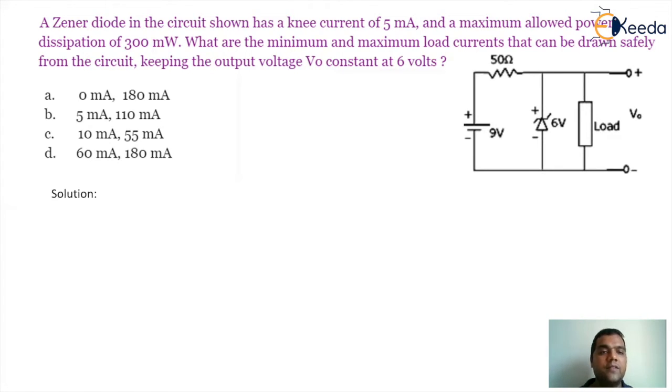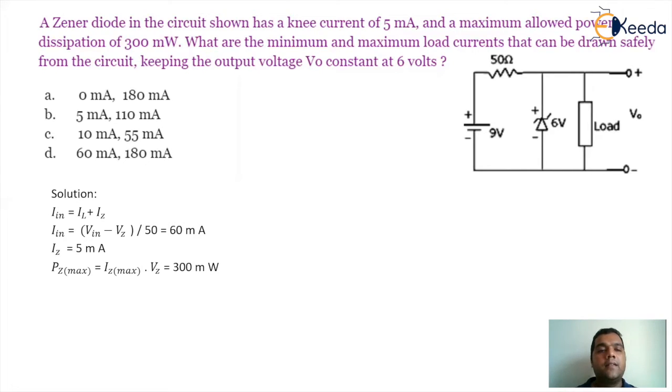So for this, we have to go for a solution. By definition, the input current is going to split into two parts, the load current and the Zener current. The input current can be given as Vin minus Vz by R. So it will be 9 minus 6 by 50. So the answer will come as 60 milliampere. Zener knee current is given as 5 milliampere.